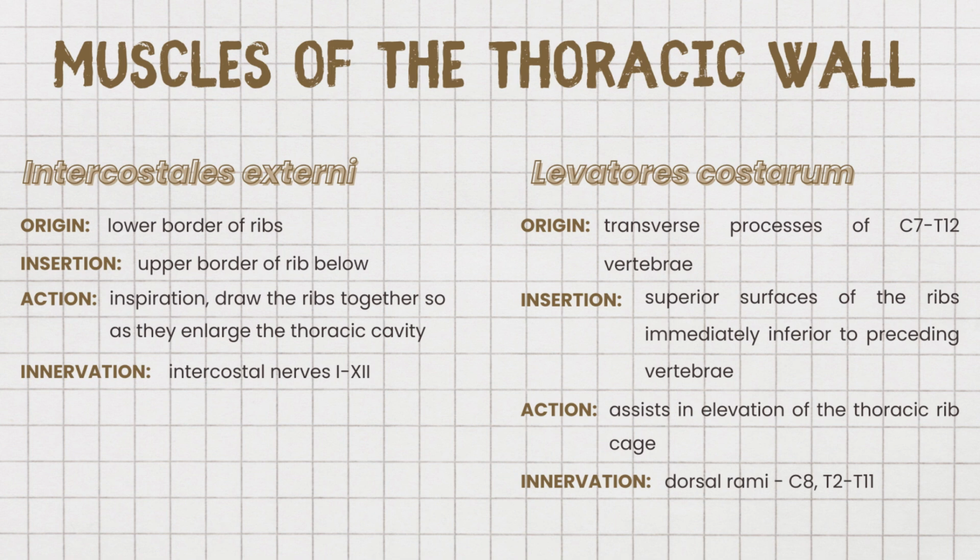Muscle of the thoracic wall. First one we have intercostalis externi. Origin, lower border of ribs. Insertion, upper border of rib below. Action, inspiration, or draw the ribs together so as they enlarge the thoracic cavity.